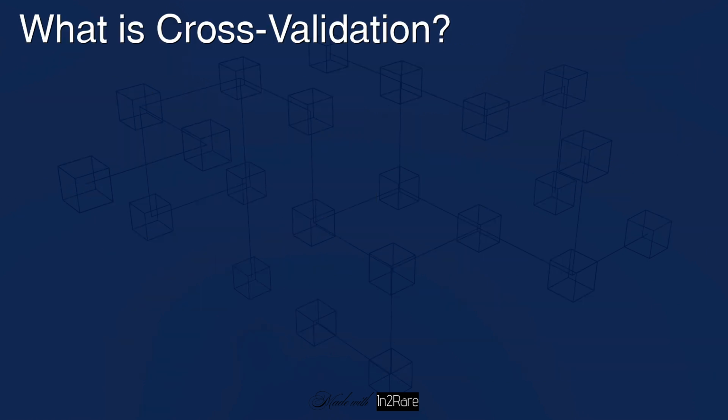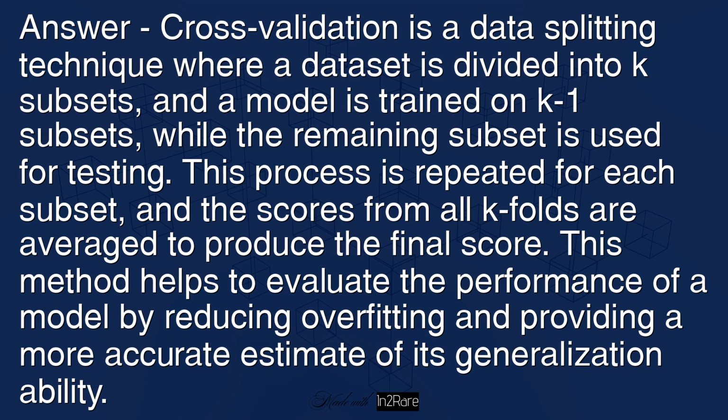What is cross-validation? Answer: cross-validation is a data splitting technique where a data set is divided into k subsets, and a model is trained on k-1 subsets, while the remaining subset is used for testing. This process is repeated for each subset, and the scores from all k-folds are averaged to produce the final score. This method helps to evaluate the performance of a model by reducing overfitting and providing a more accurate estimate of its generalization ability.